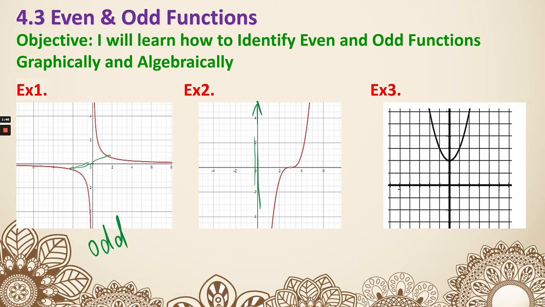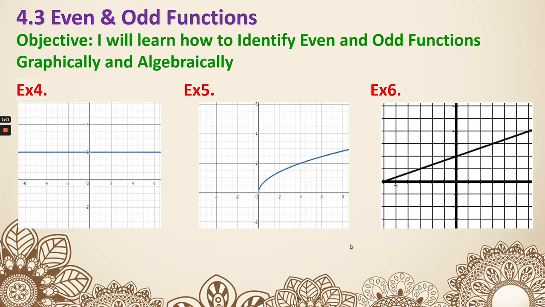or right. The whole graph is actually on the right side, so it's not odd or even, which means it's going to be neither. Example 3, we can clearly see the left side and the right side are symmetric to the y-axis, so it's going to be even. Next, example 4. So it's a straight line, but that means the left side and the right side, they are the same, so it's even.